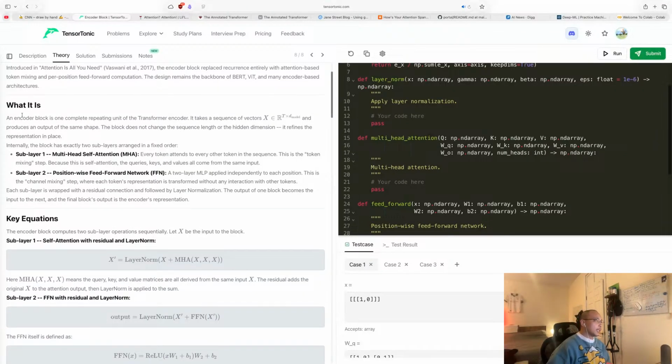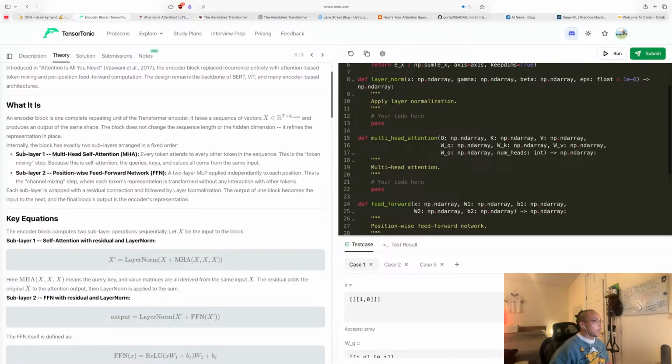What it is? An encoder block is one complete repeating unit of the transformer encoder. It takes a sequence of vectors x, which belongs to the real space of T times d_model, where T is probably the number of tokens that are fed in, and d_model is the embedding dimension of the model, and produces an output of the same shape. The block does not change the sequence length or the hidden dimension. It refines the representation in place.